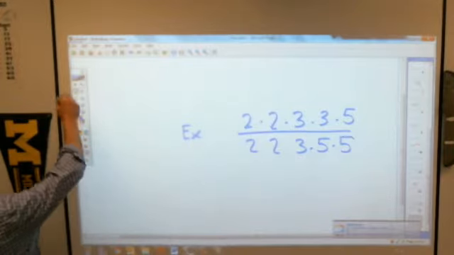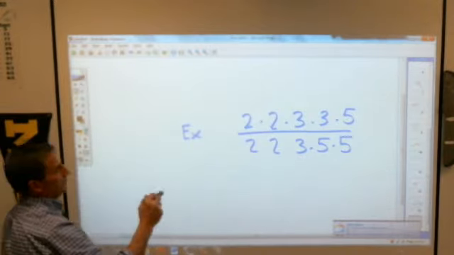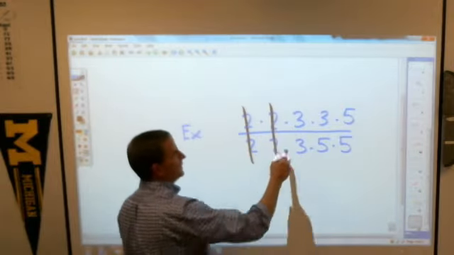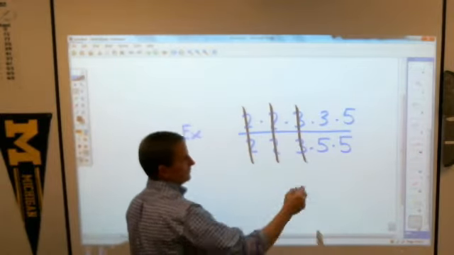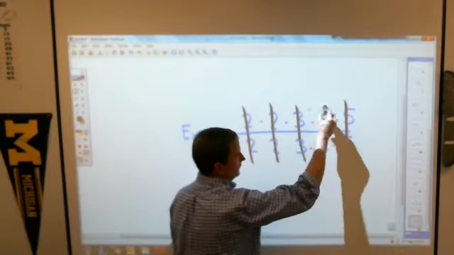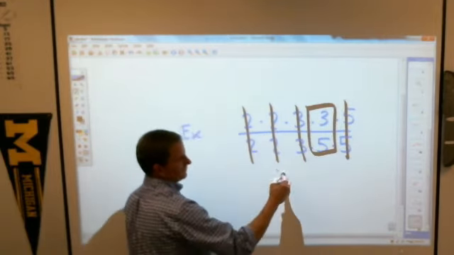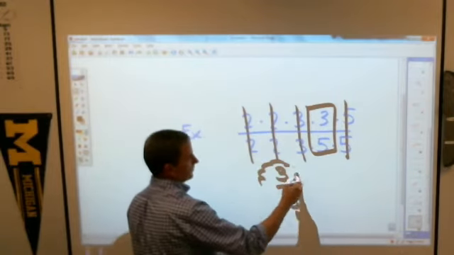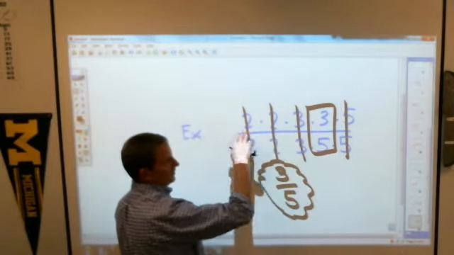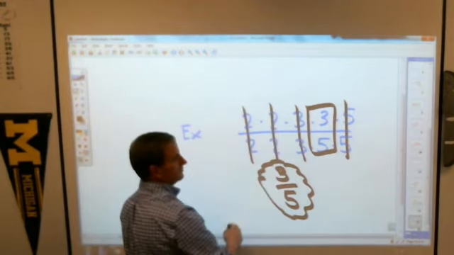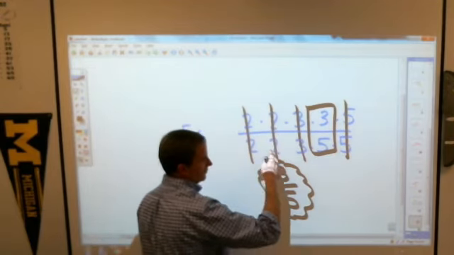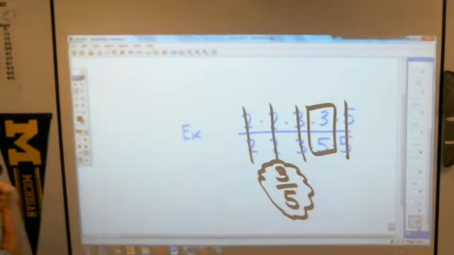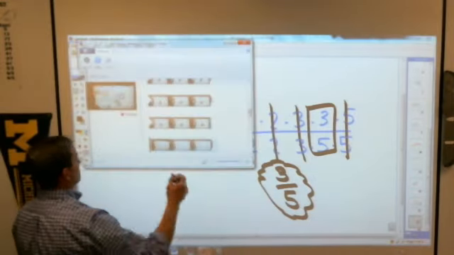Right. Because this is going to happen here. This 2 and this 2 are crossing off. This 2 and this 2 are crossing off. This 3 and that 3 are crossing off. Those 5s cross off, and you're left with 3/5. By the way, you can't cross off 2 tops with each other. It is 3/5. Does that make sense? Yes. Everybody's relatively happy?